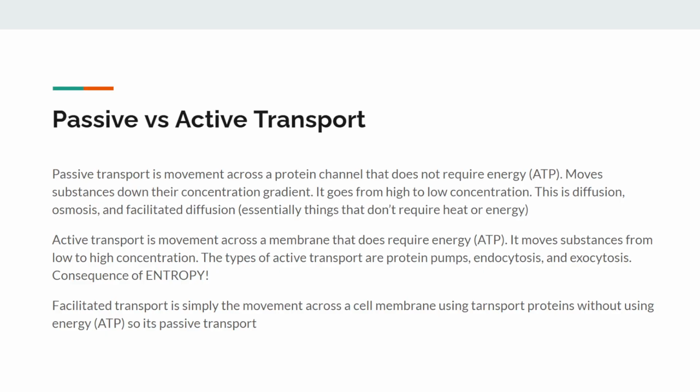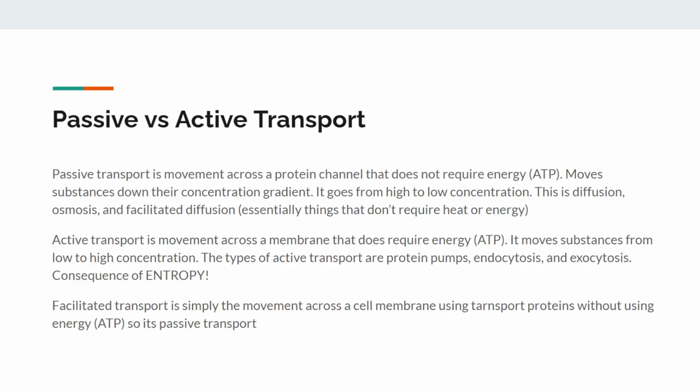Now, active transport is movement across a membrane that does require adenosine triphosphate. It moves substances from low to high concentration. But earlier we said that everything wants to move from high to low concentration. Well, this is where entropy comes in. So notice before that naturally things have a tendency to go from high to low concentration, but you can actually unnaturally change things from low to high concentration.